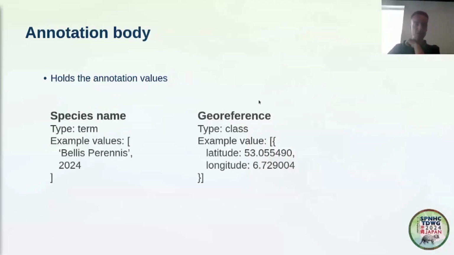The annotation body holds the values for the term or class that is annotated, and a value for a term is always a simple type, like a string or a number as you see here. A value for a class is always an object, holding values for all the terms inside a class that are annotated, like the georeference holding the latitude and longitude. Values are always held in a list, allowing multiple strings or objects to be present.